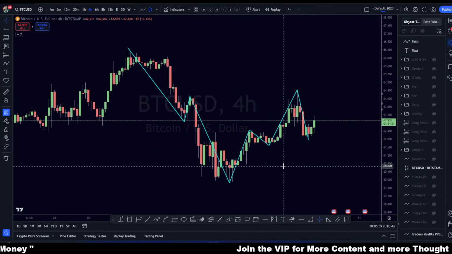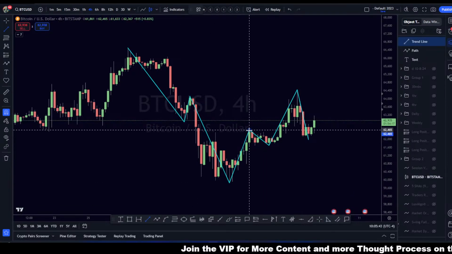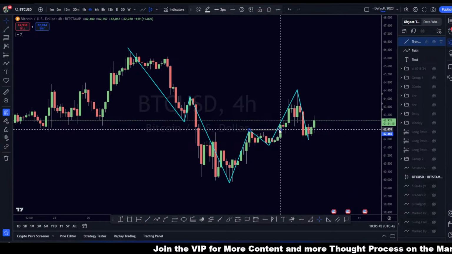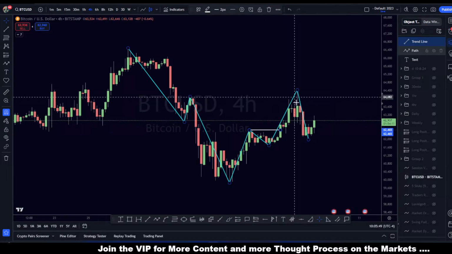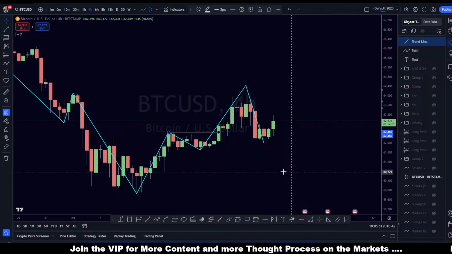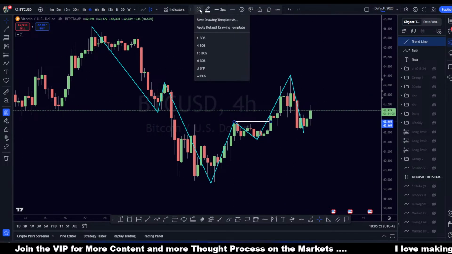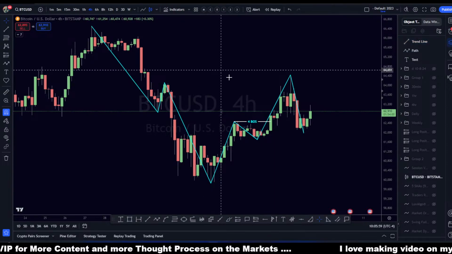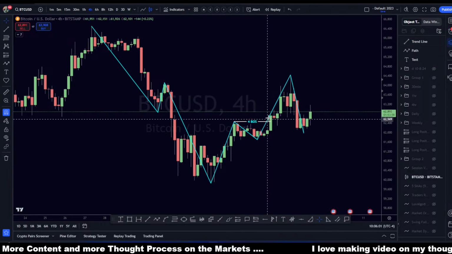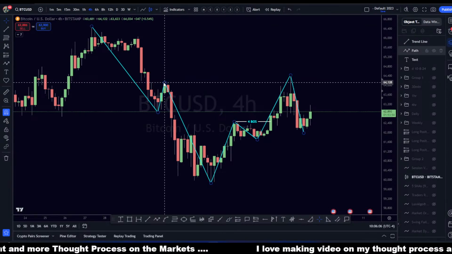So this one, we can see that it did break our structure right here. And it also broke it here too, so that's good. Now the only problem is, so let's go ahead and label this one. It's going to be our 4-hour structure. Now as it came up, it created a wick, and then this one also created a wick.